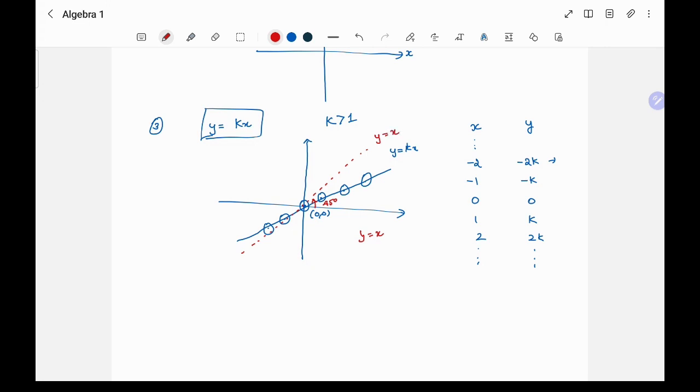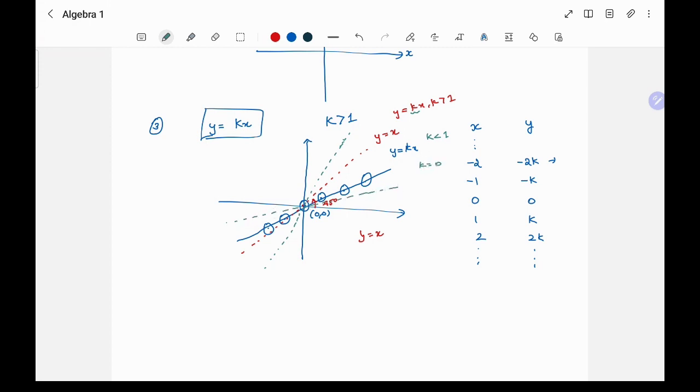This is y equal to x. So y equal to kx, k greater than 1, how will the line look? It will be steeper because y is more than x on the positive side, and less than x on the negative side. So we'll have a steeper slope. So this k defines the slope, how steep the graph is. If k is less than 1, then we'll have this kind of slope.